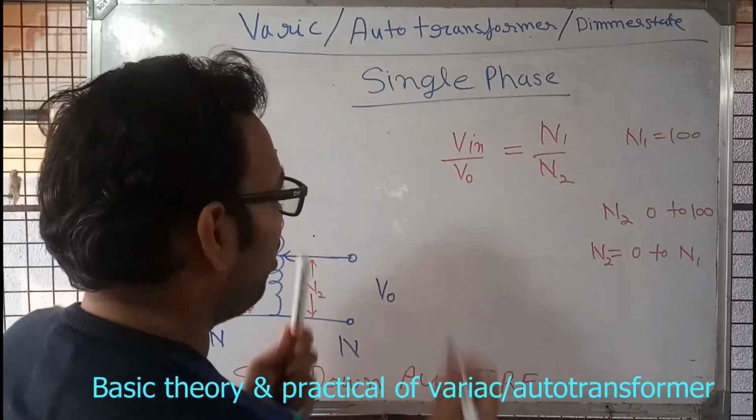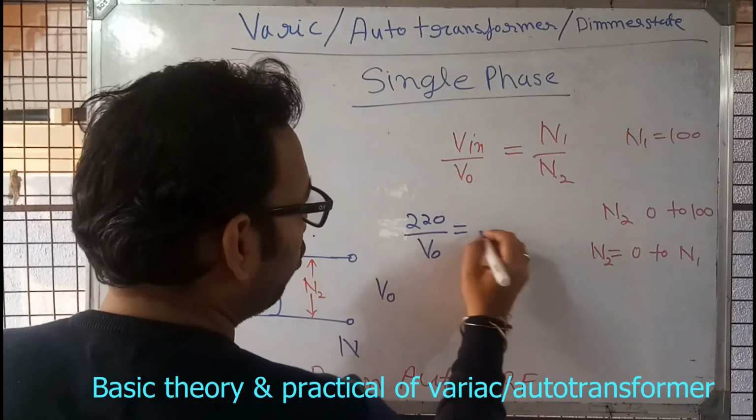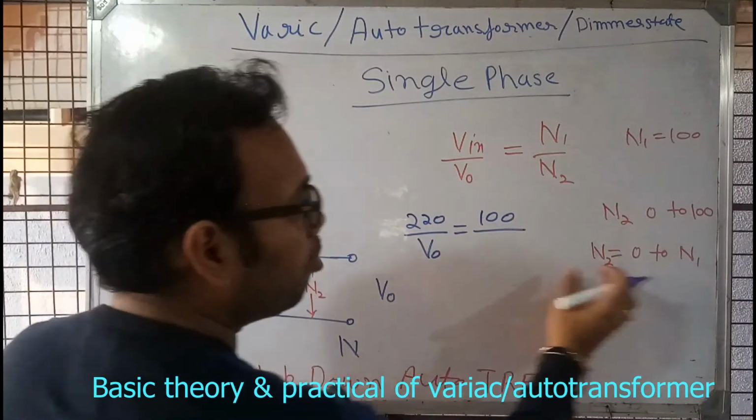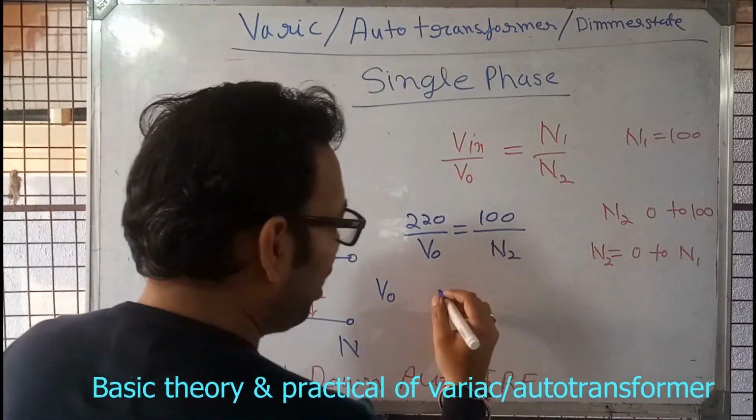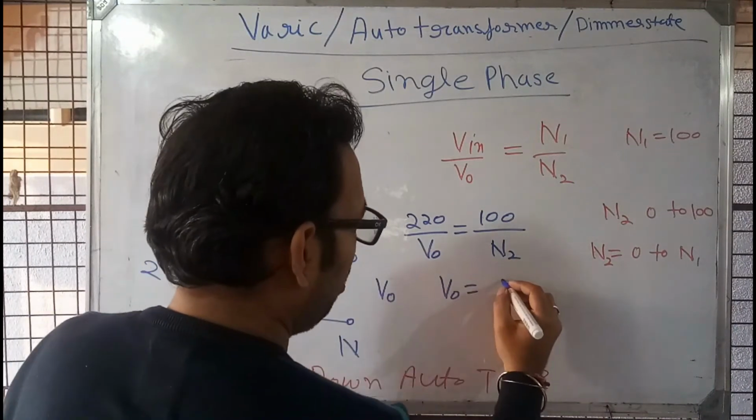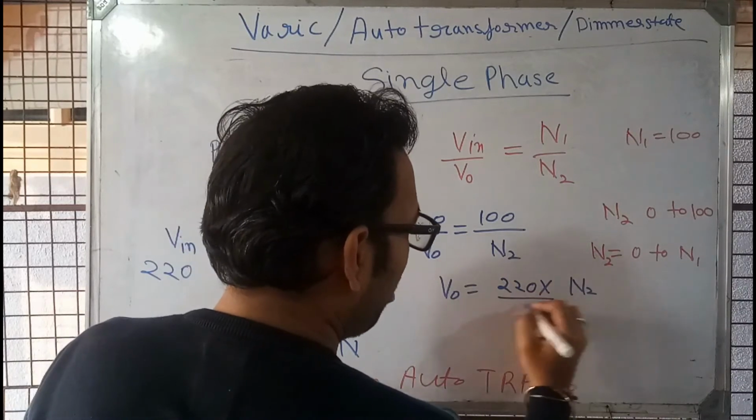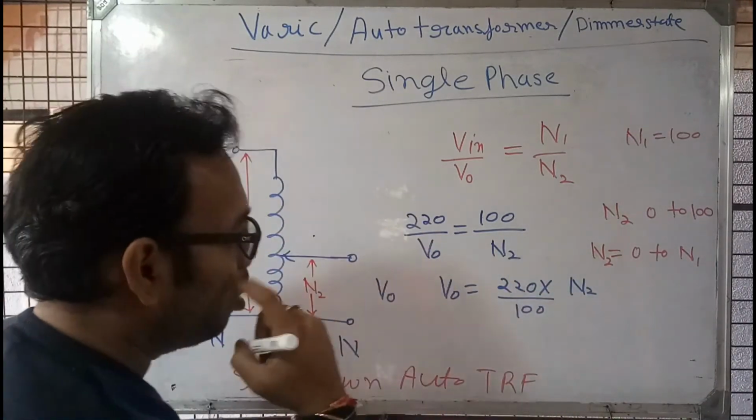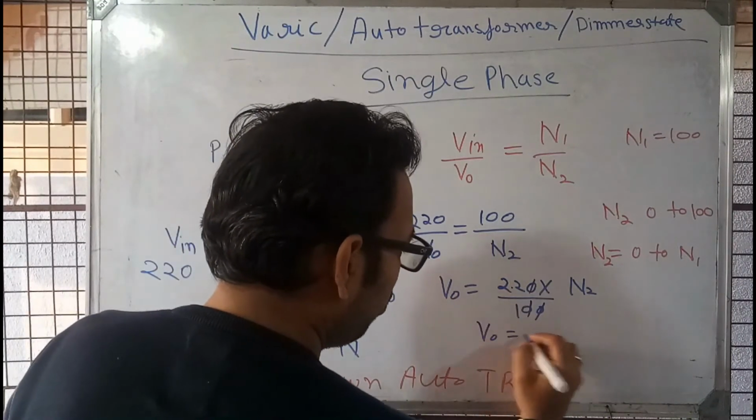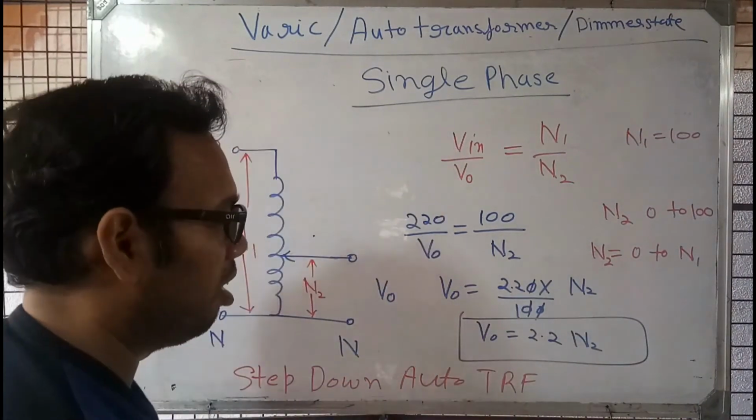So if we put the value here, 220 divided by V output is equal to N1, which we taken as 100, and N2 is varying from 0 to N1. So we'll calculate here. V output is equal to 220 multiplied by N2 divided by 100. From this formula, V0 is equal to 2.2 into N2. This is the main formula for this transformer.